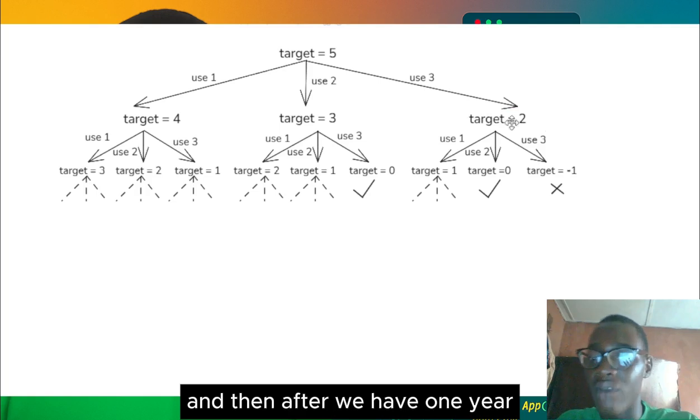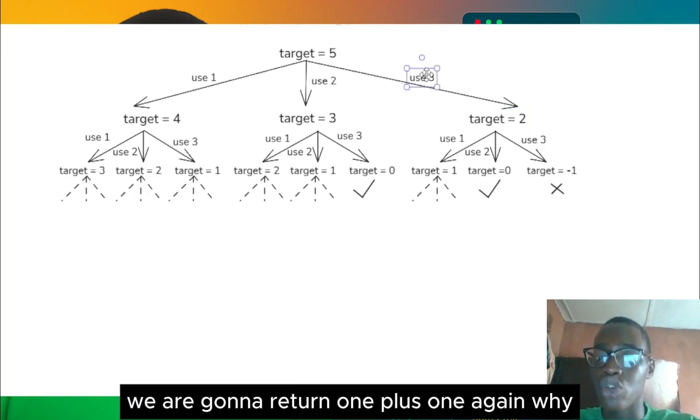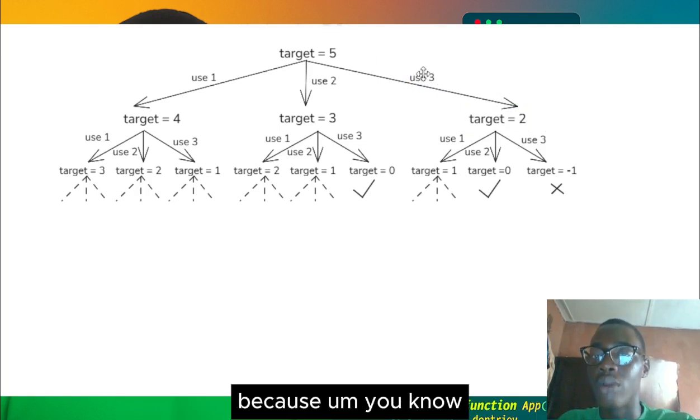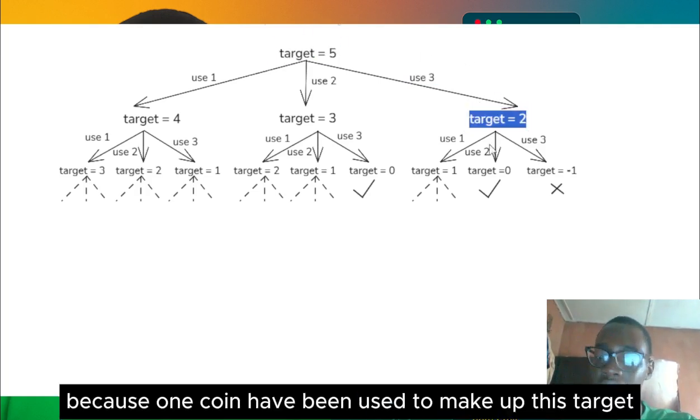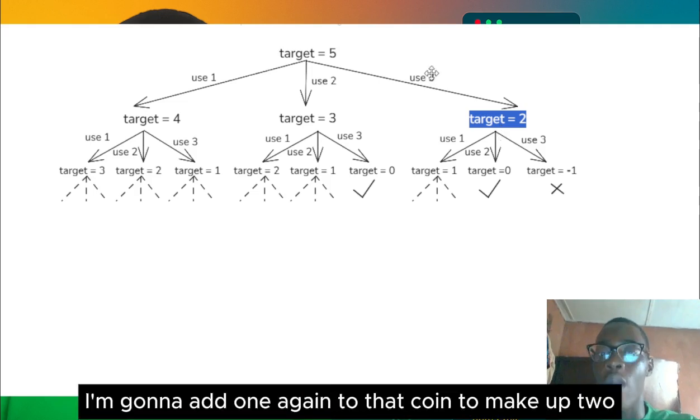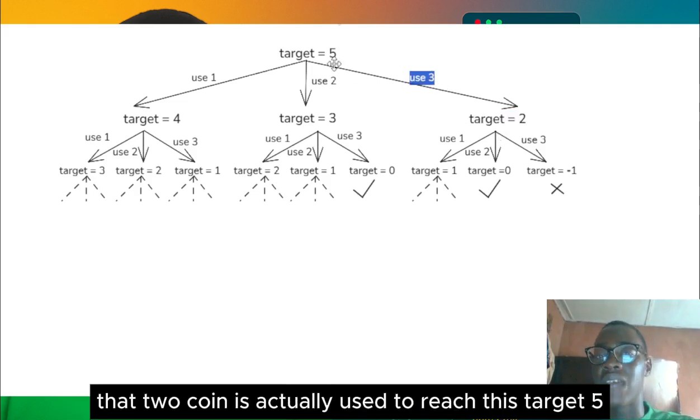And then after we have 1 here, we are going to return 1 plus 1 again. Why? Because we are going back to this target up here, right? So because 1 coin has been used to make up this target 2, we are going to add 1 again to that coin to make up 2. Meaning that 2 coins are actually used to reach this target 5.